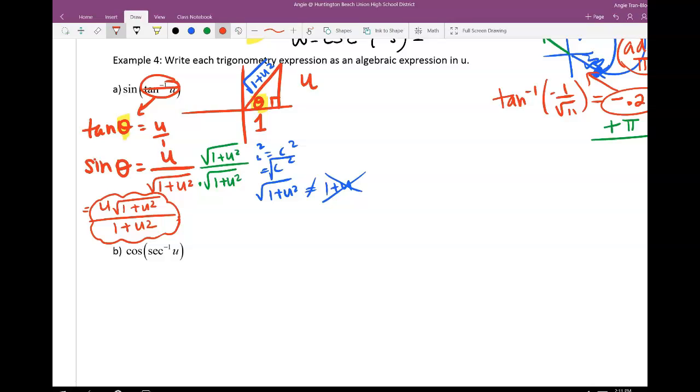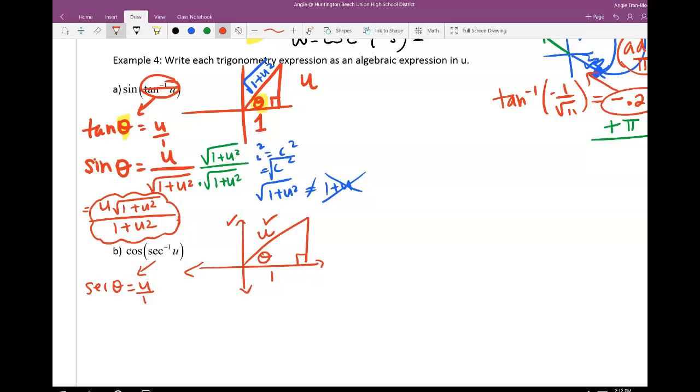Cosine of secant inverse of u. Similarly, we are now going to draw a triangle. Secant inverse is restricted to quads 1 and 2. And again, u is unknown, so technically you can draw this out anywhere you want, okay? Secant is the reciprocal of cosine. So what you're thinking is this: secant of some angle equals u. Cosine is adjacent over hypotenuse. That means secant is hypotenuse, which is u, over adjacent.